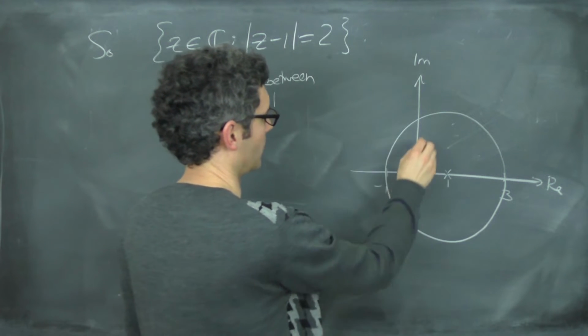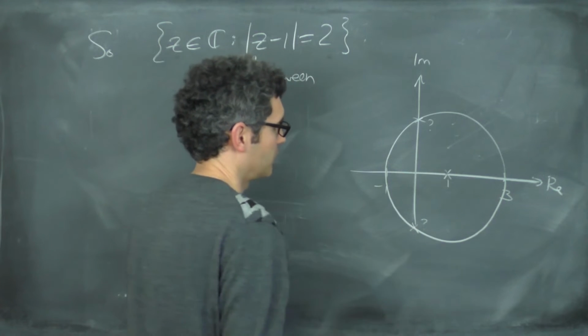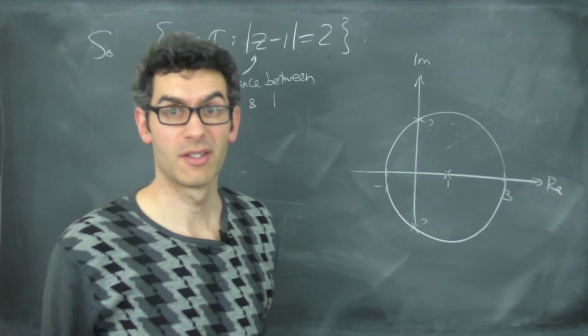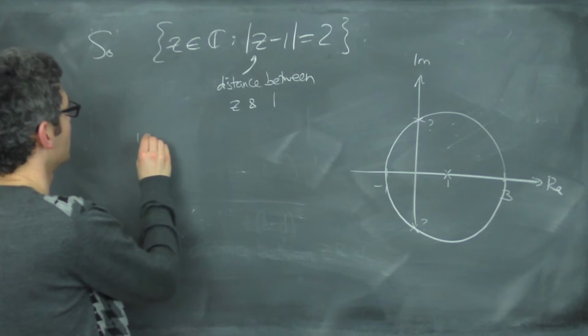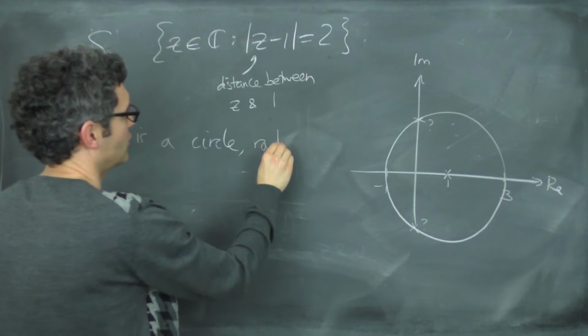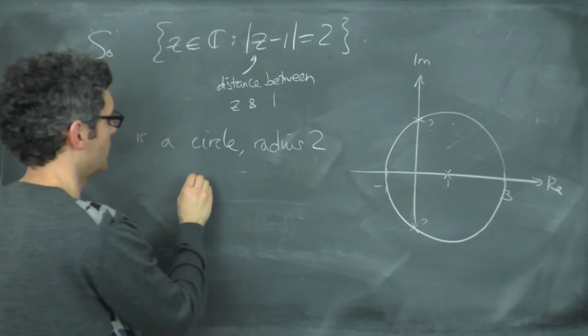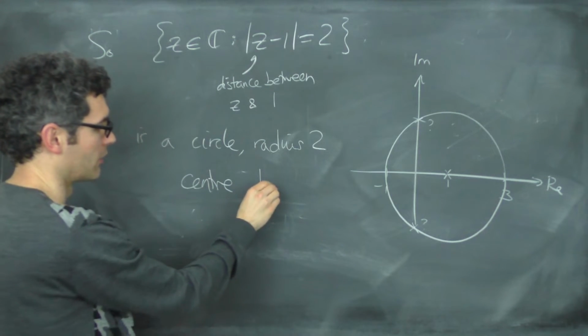Okay, you could probably work out what these points are here. I won't bother doing that now, but it would be good to label those on. It's always good to label things on the diagram. But overall, this is a circle, radius 2, but this time centered on the number 1, the complex number 1.